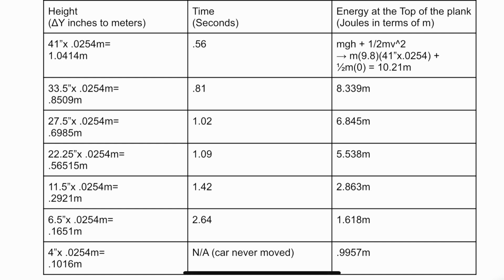I found the potential energy by multiplying mgh, which is mass times gravity times height. I didn't have the mass of the car, so I did it in terms of m, but it's still proportional because the m's not changing with having the same object.